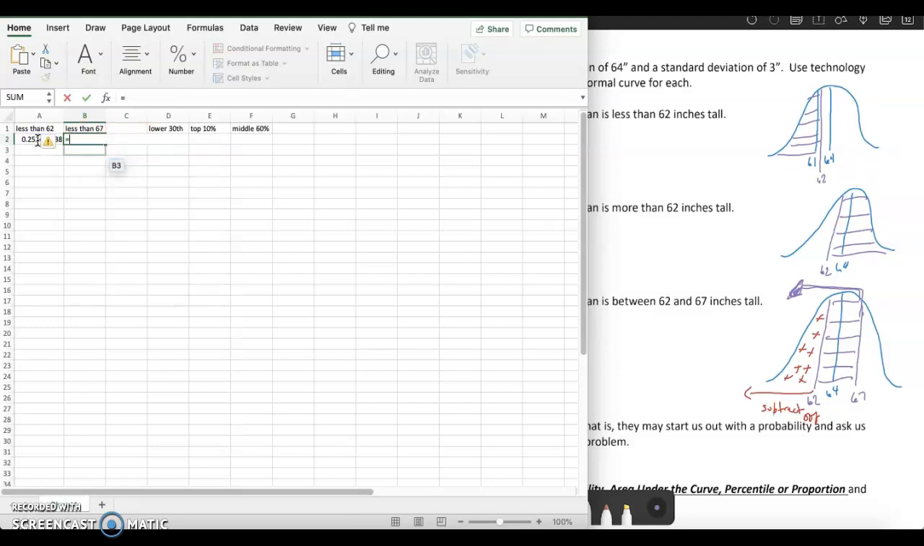Oh, it's because I was doing the wrong one. I need a normal distribution. Whoops. Okay, there we go. Normal distribution with a 67 value, 64 mean. No wonder. Of course it's not going to work. I was using the completely wrong formula.